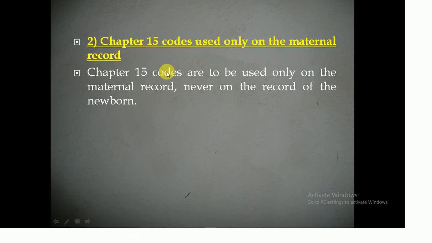Chapter 15 codes are used only on the maternal record. Normally we'll be getting the newborn records and any other records, right? So these chapter 15 codes we have to code only for the mother record, that is maternal, only for the obstetric records.